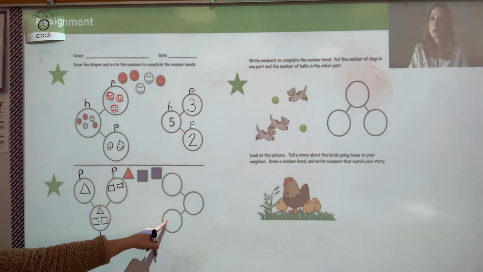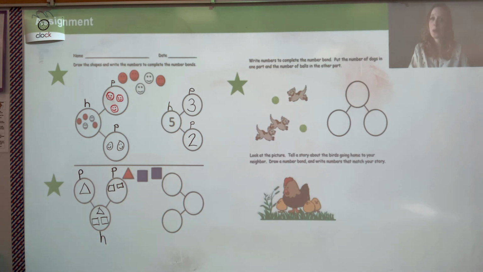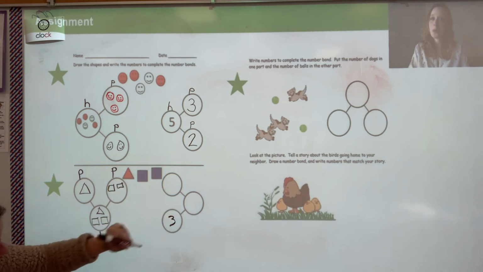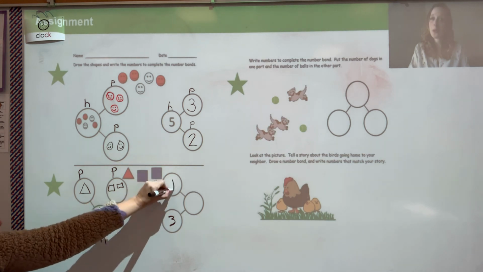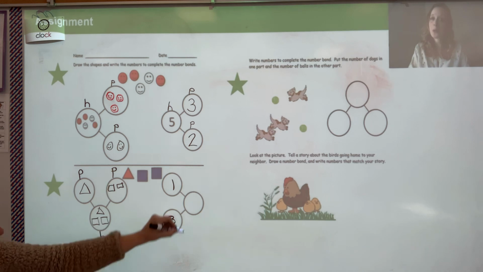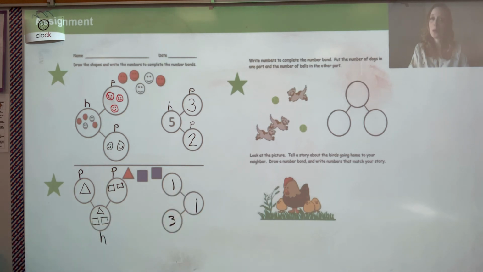Now, I need to fill out my number bond on this side. I'm going to go ahead and do it. Let's see. I've got 3 shapes here, so I'm going to put a 3 here. And then I've got one shape here, so I'm going to put a 1, and I have one shape here, and I'm going to put another 1. Thumbs up if I did my number bond correctly.